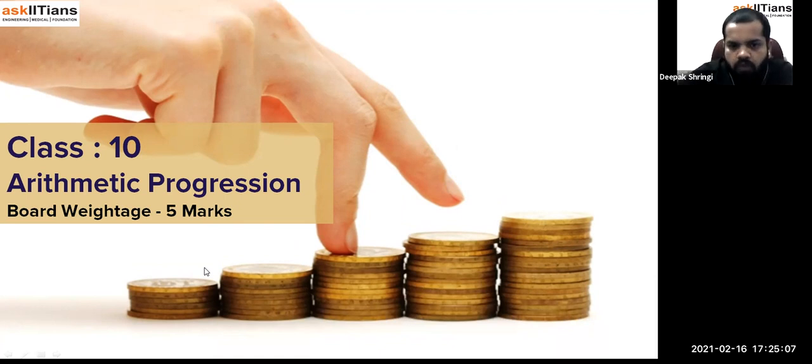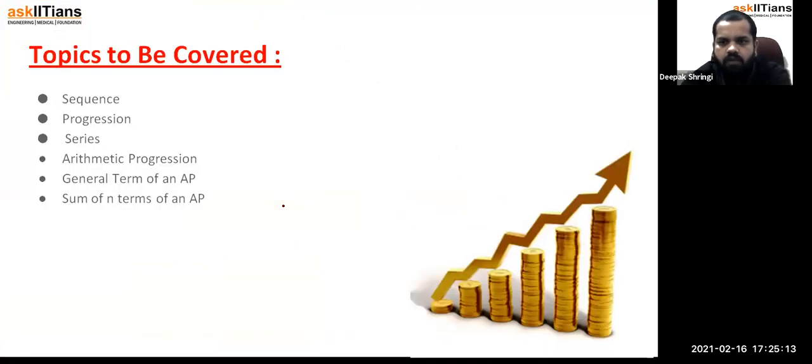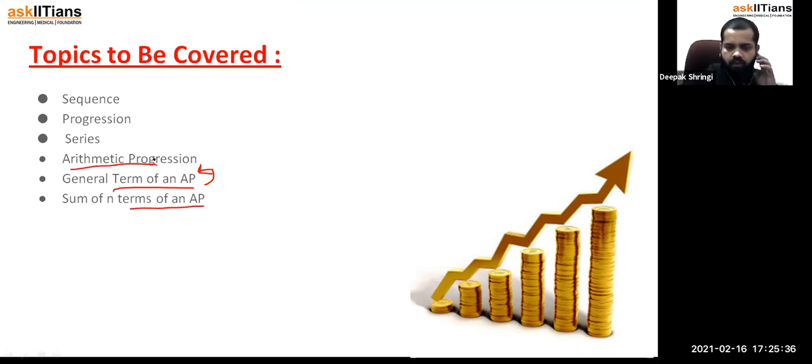Your board weightage is 5 marks. The topics we'll cover today are: what is a sequence, what is a progression, what is a series, what is an arithmetic progression, and what is the general term of an AP. AP is the short form of arithmetic progression. We will also cover the sum of n terms of an AP.